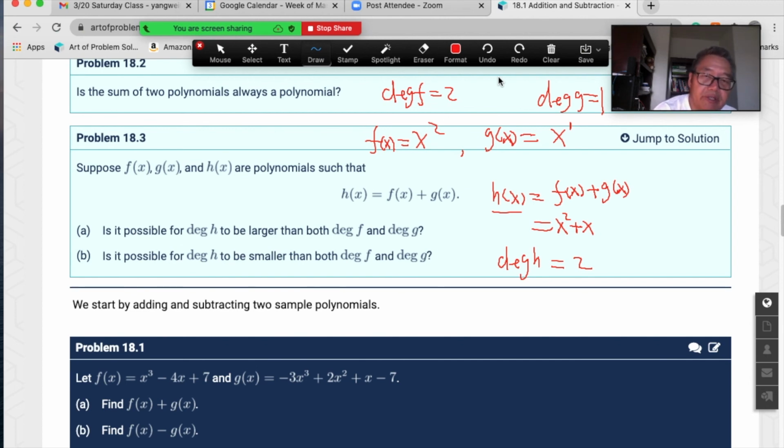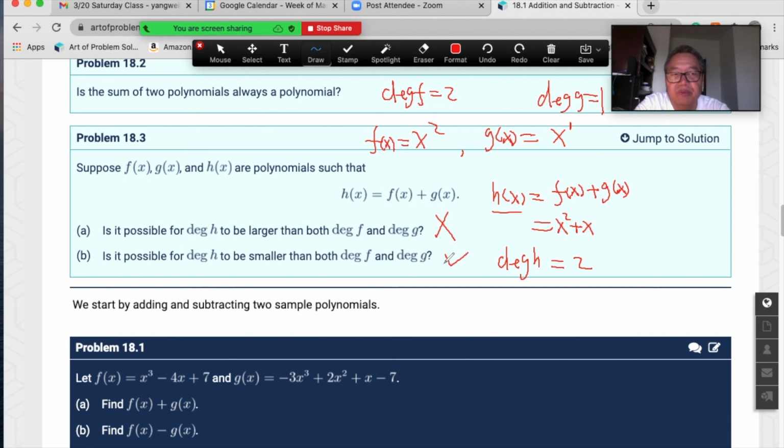Correct, you're right. So for A, this one is wrong. This one is not possible. For the sum of these two polynomials, the degree can only equal one of them. You cannot be greater than both of them. You can only be greater than one of them. Okay? But for B, this one's true.